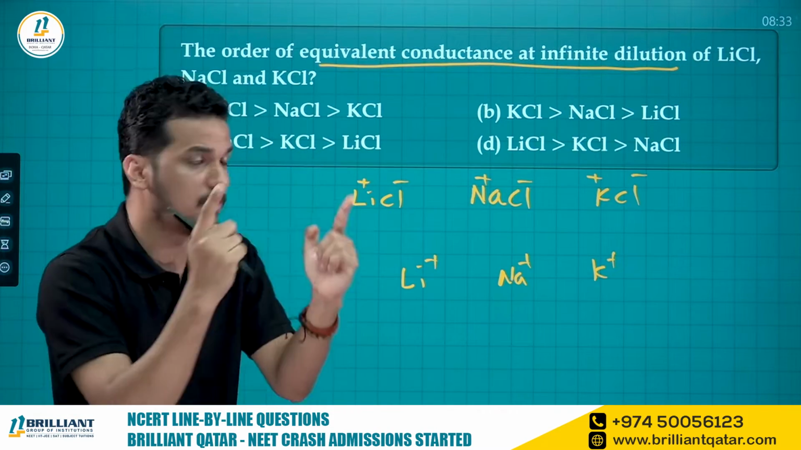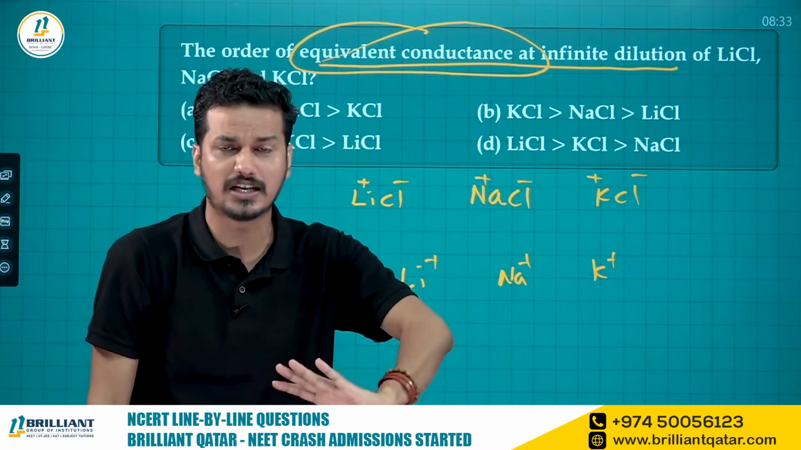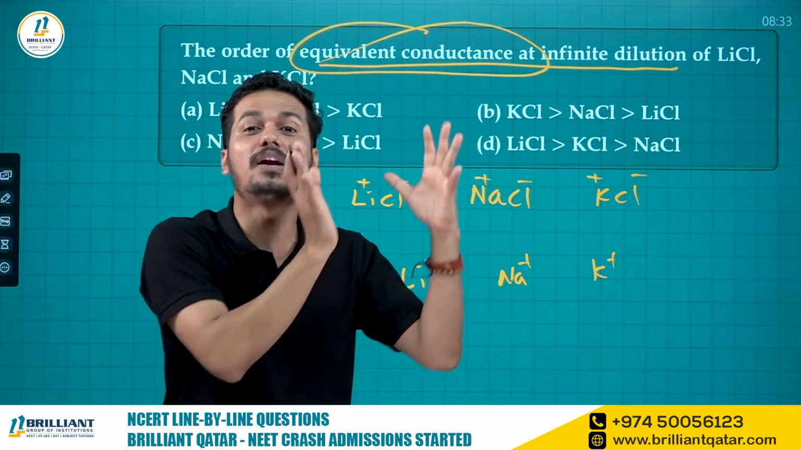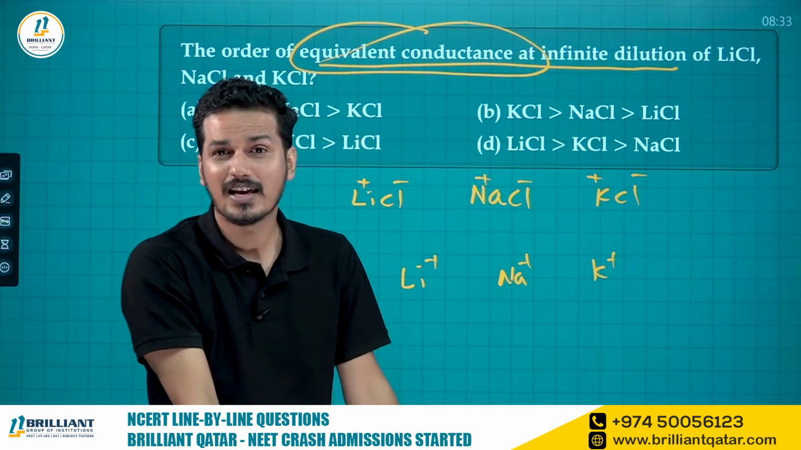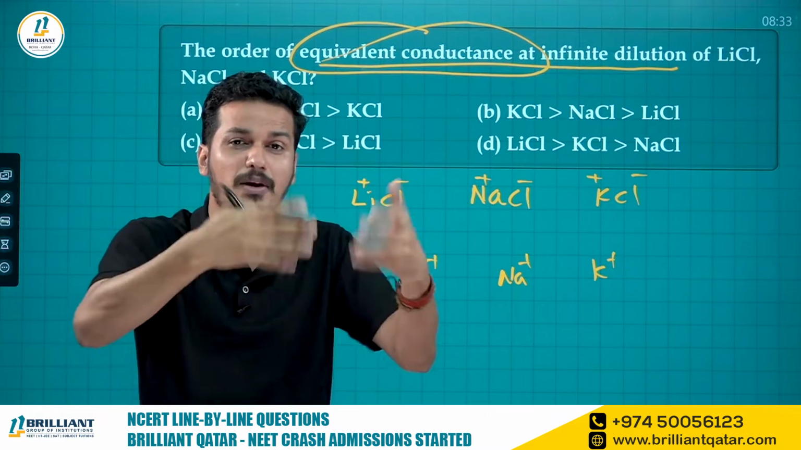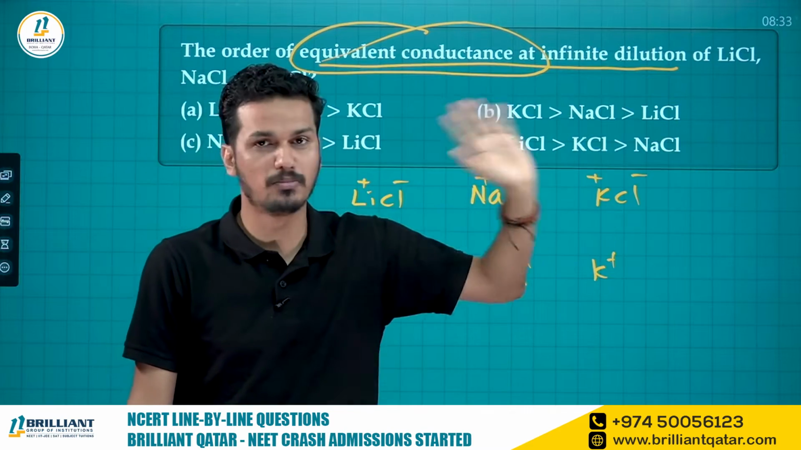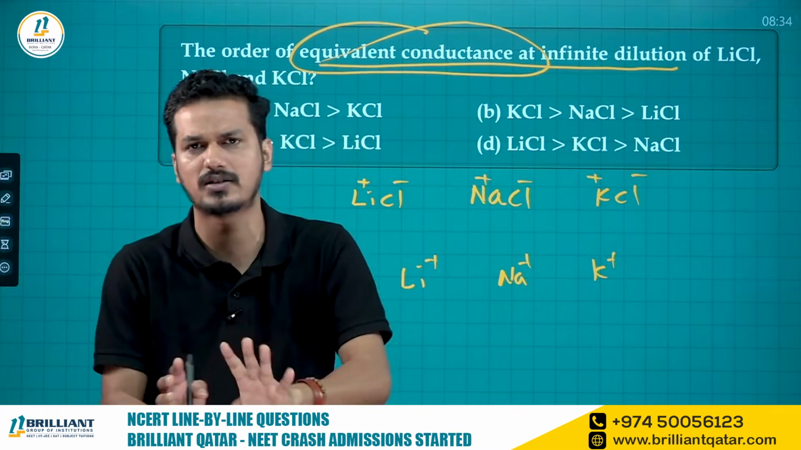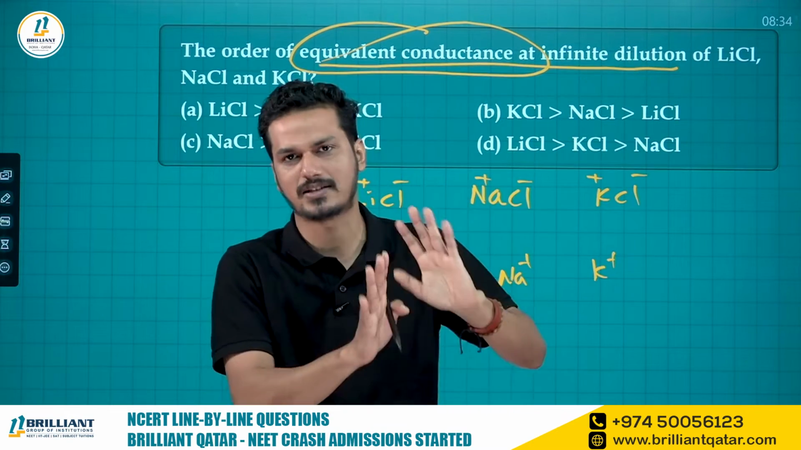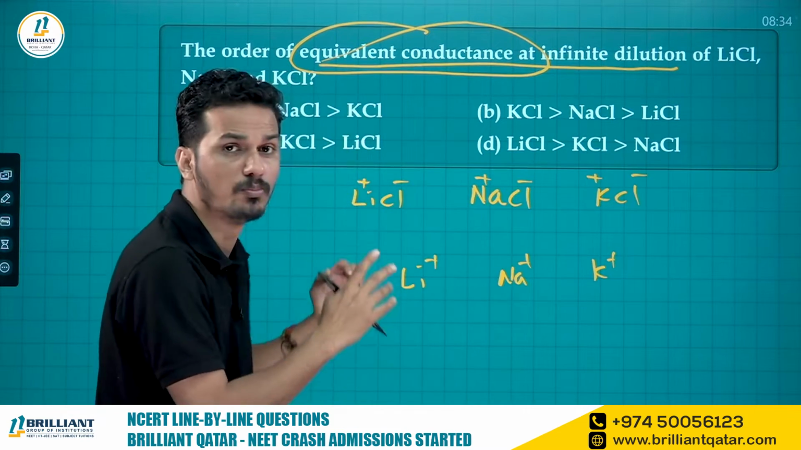Now we can look at the question. They are asking about equivalent conductance at infinite dilution. Equivalent conductance depends on the ability of the movement of ions. If the ability to move is more, this equivalent conductance also will be more. Equivalent conductance is in terms of normality, molar conductance in terms of molarity. Both will increase with mobility. So we have to look at which one will move more.